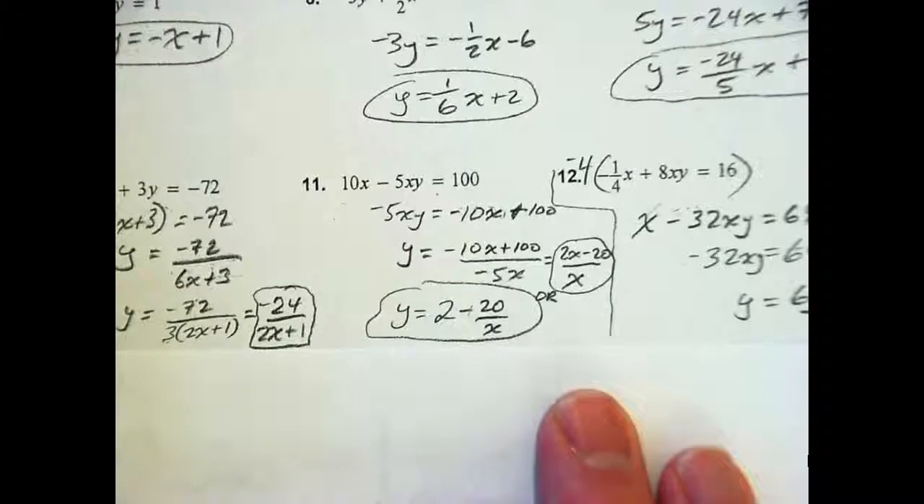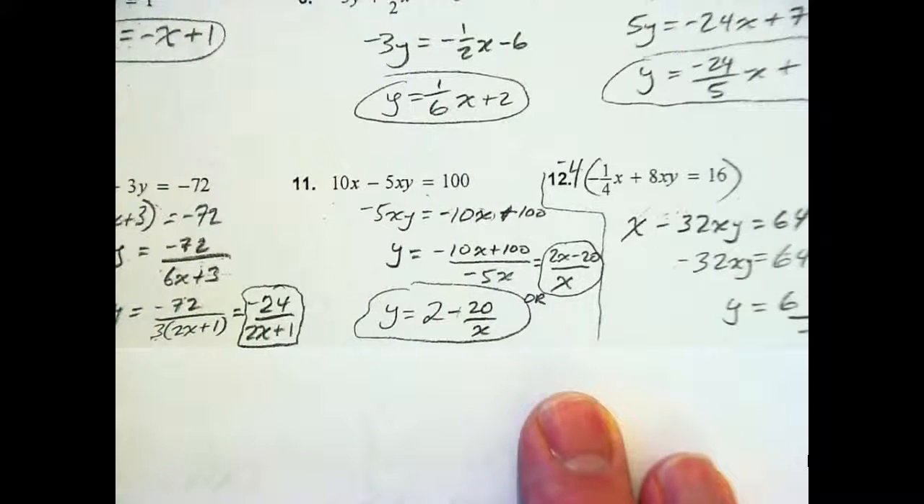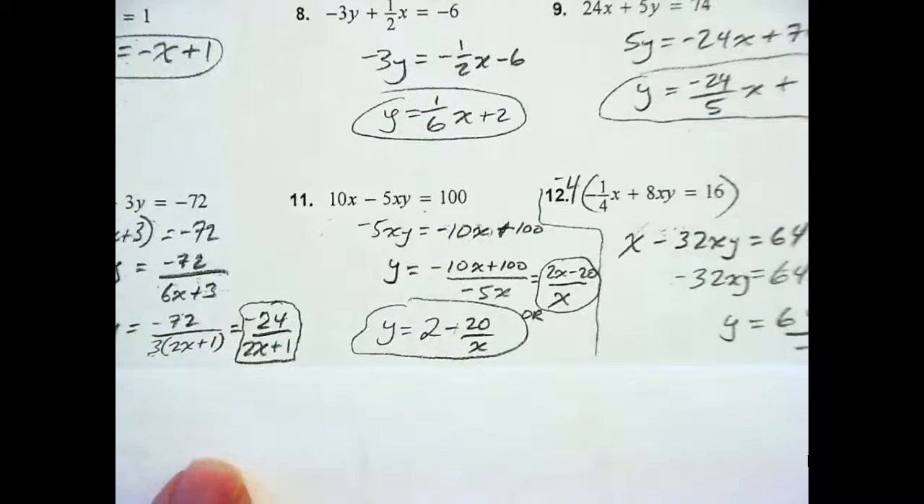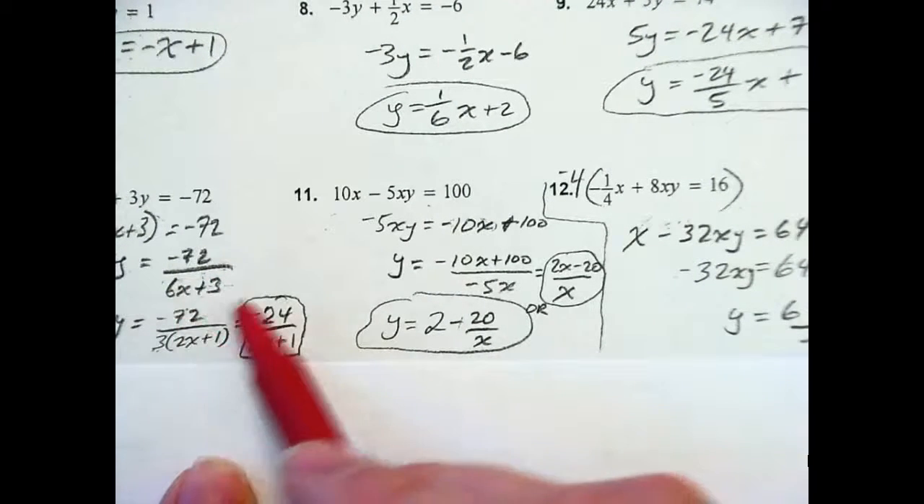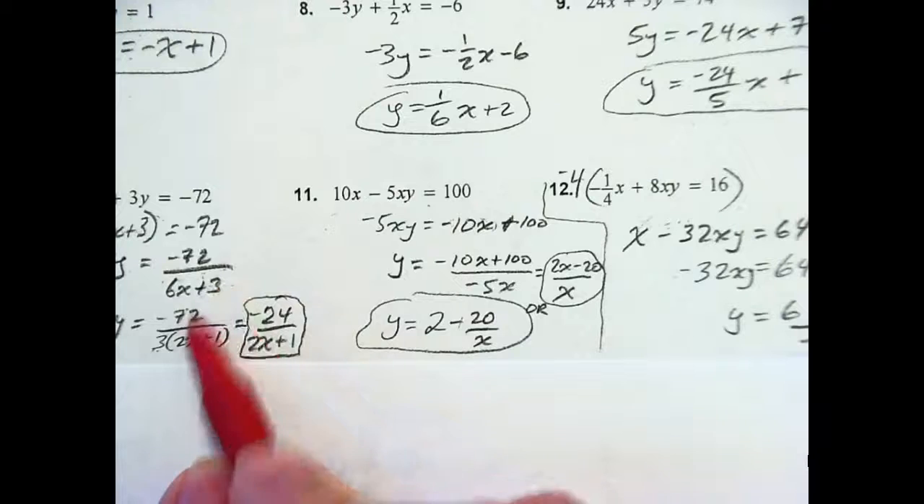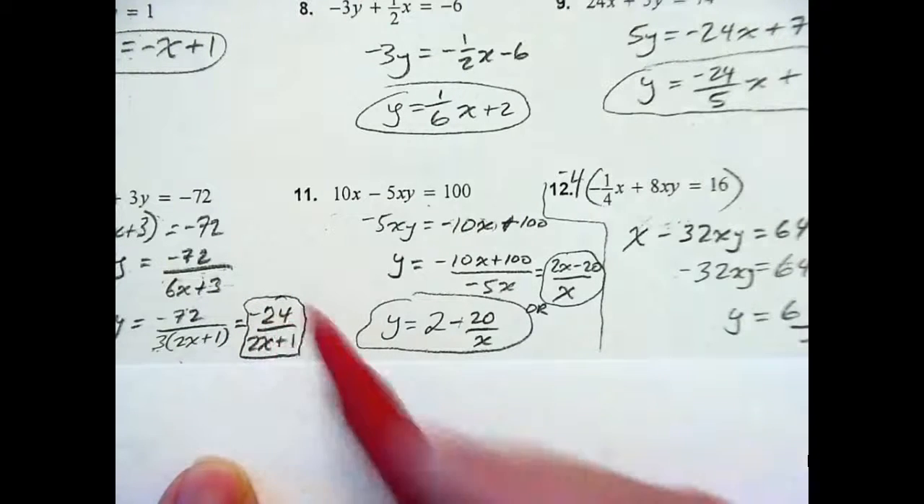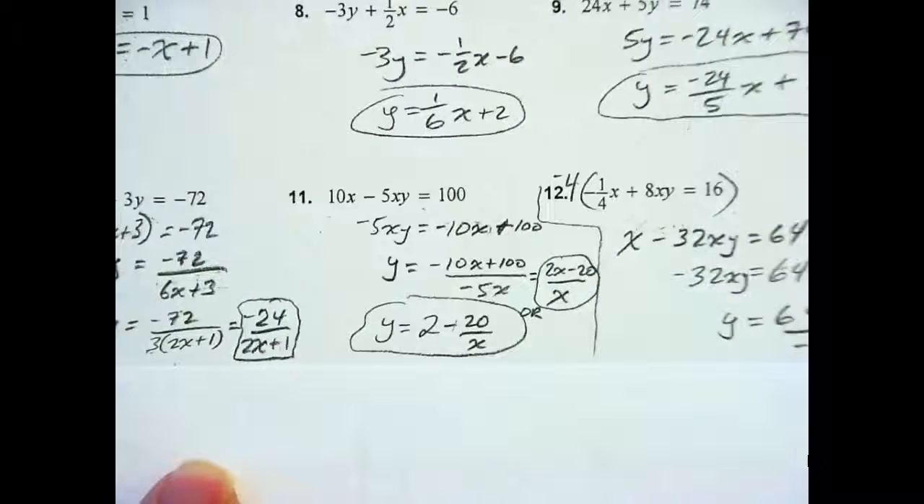No, solve for y. Okay, a couple of ways you could write this one. You could leave it as negative 72 over 6x plus 3, or simplify it by factoring that out, which actually would be better, negative 24 over 2x plus 1.